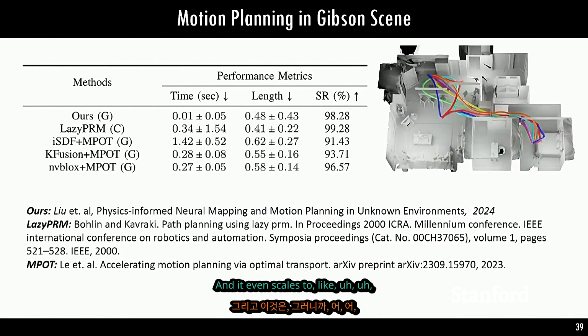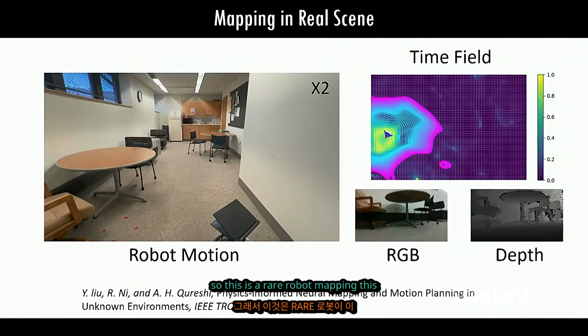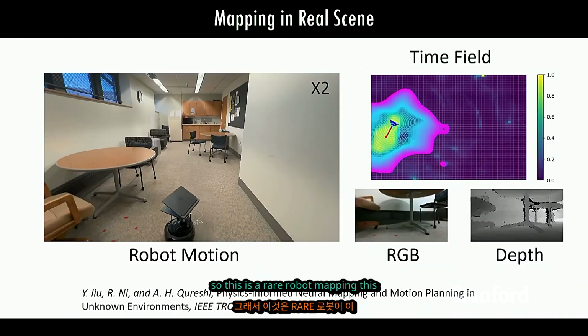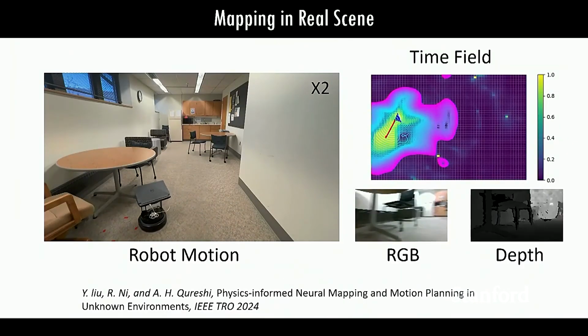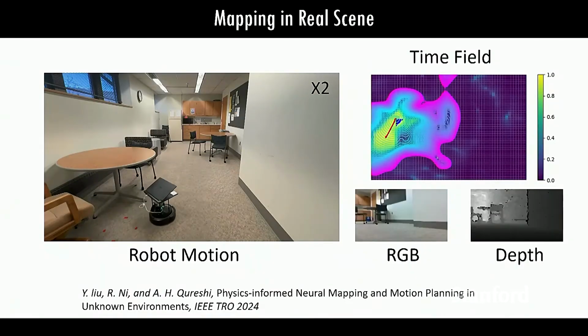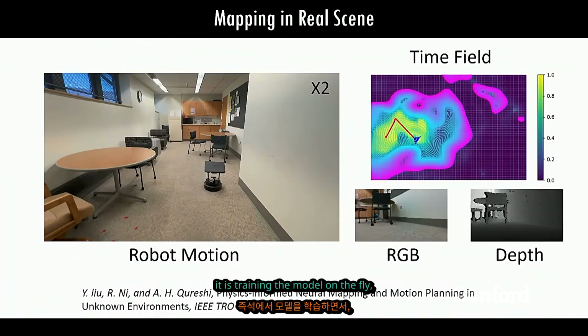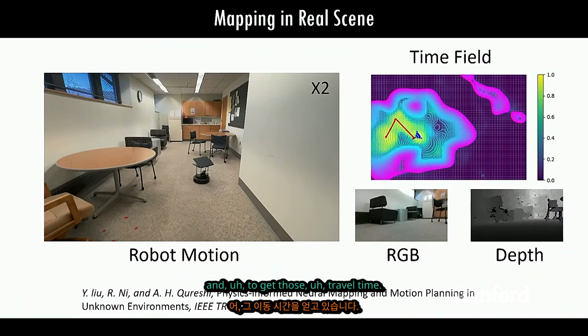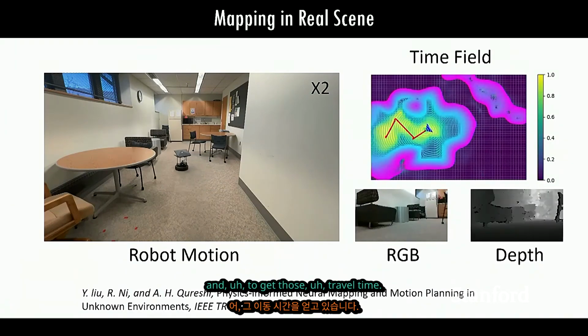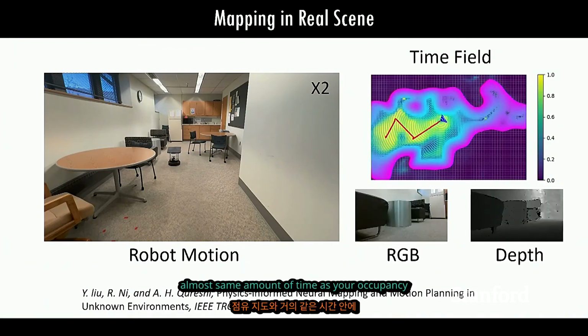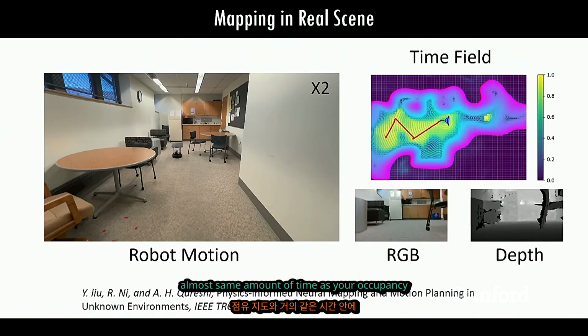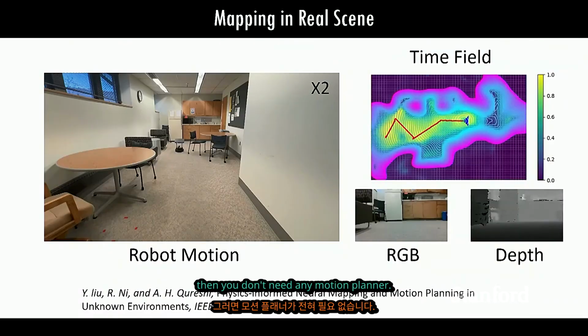And it even scales to, so this is a robot mapping this environment. You can see as it is exploring, it is training the model on the fly to get those travel times. So if we can get these maps in almost the same amount of time as your occupancy map, then you don't need any motion planner.